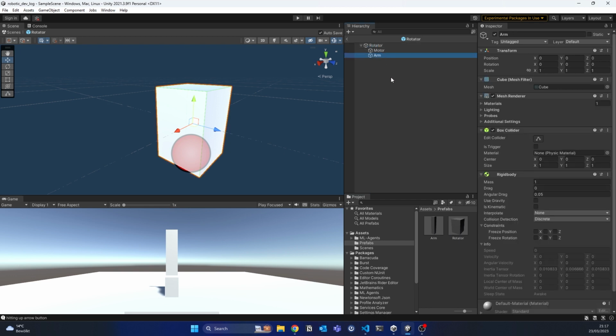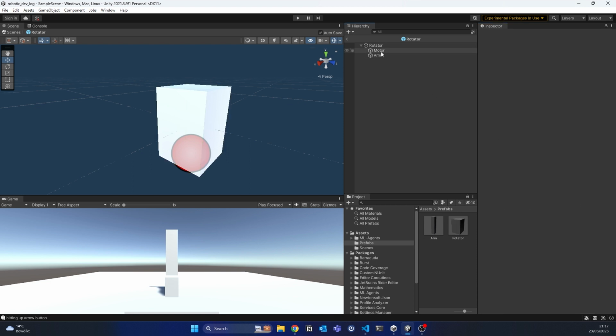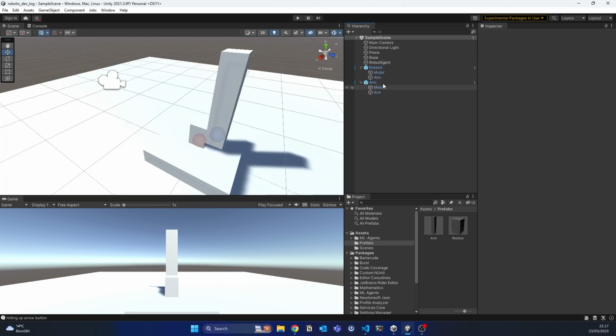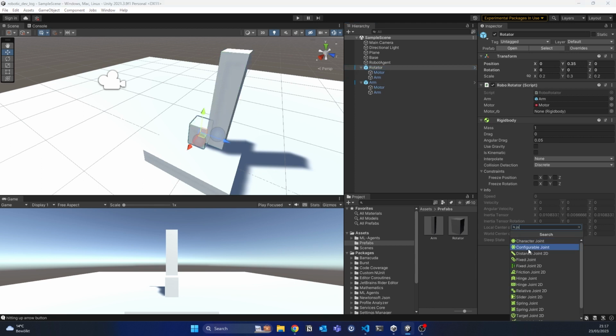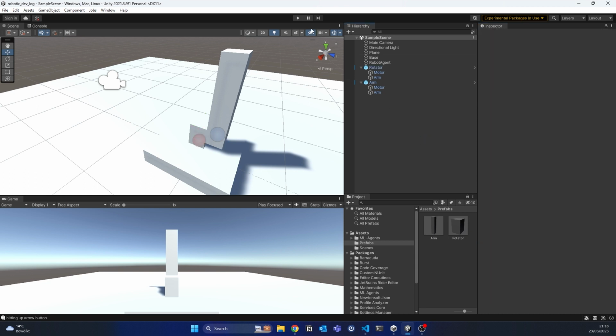Rotator, let's bring back the arm. Box collider is fine, rigid body can go away. And here we will add our rigid body, we don't have any gravity, and that's alright. So, let's have a joint or a fixed joint where we bring in connected body. Now, wow, interesting journey. Turning stuff, but nothing really is following.